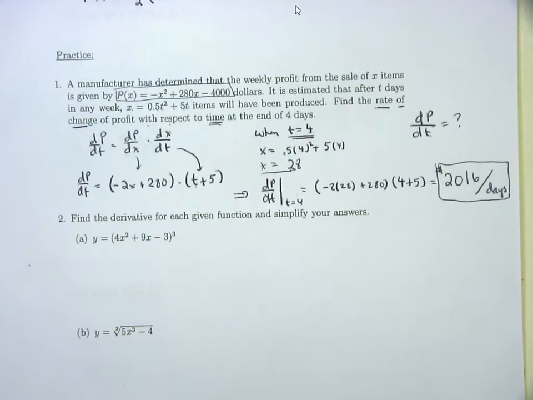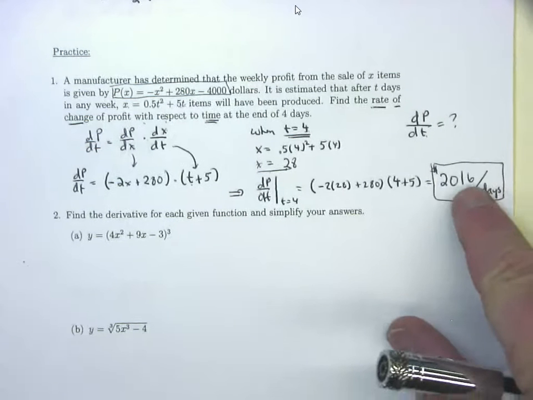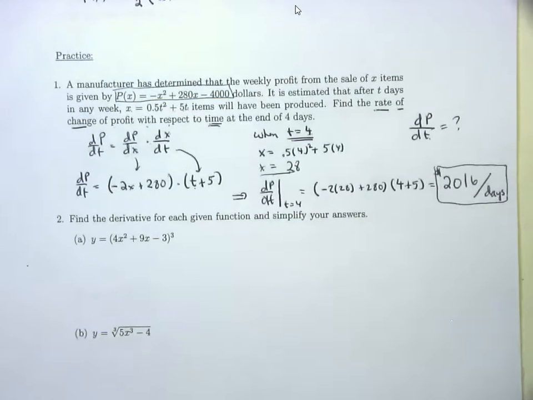That's what's going on. So let me make sure you understand this scenario. We worked it out: we have a profit equation based upon the number of units we produced. We also have the number of units we produced based upon the days out of the week. So after 4 days of production, our company is making a profit of $2,016 per day. Does that make sense? This is the profit that we're making. It's the rate of change of profit with respect to time. All right? Let's try a few more of these problems.